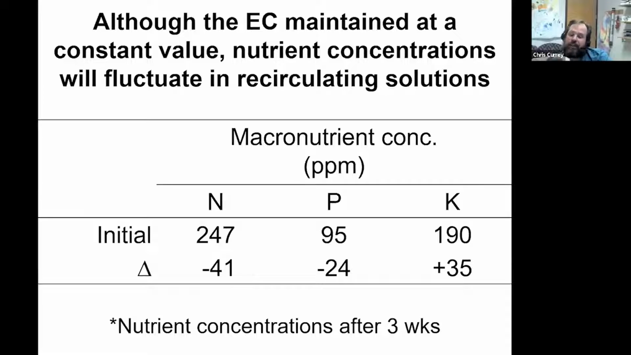So after 3 weeks, even though we're still at that same EC we started at, you can see our nitrogen concentration is 41 parts per million lower. Our phosphorus concentration dropped by 24 parts per million, and our potassium concentration increased by 35 parts per million.